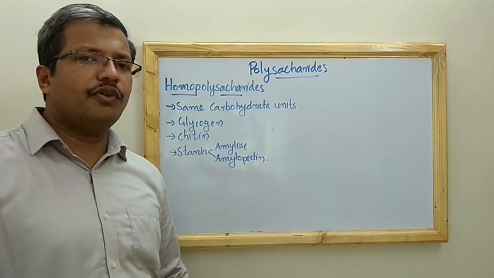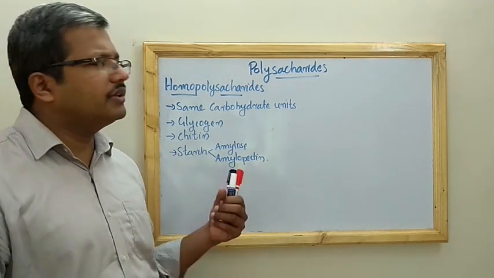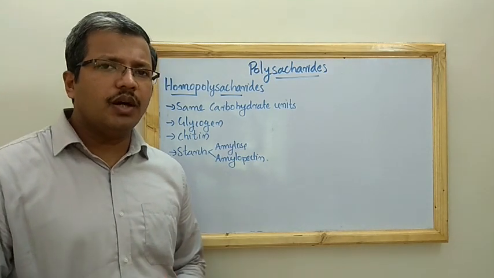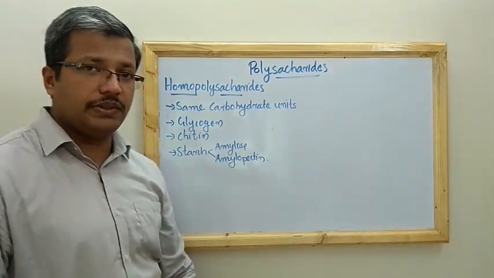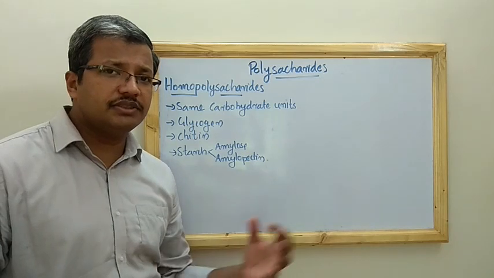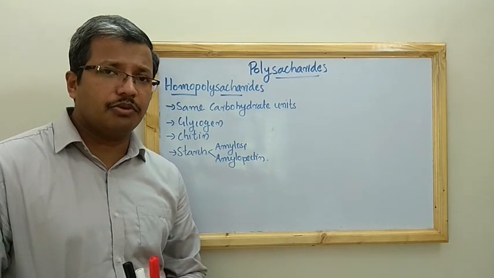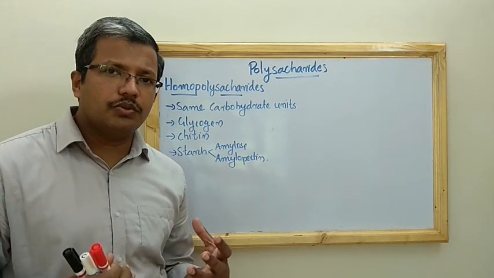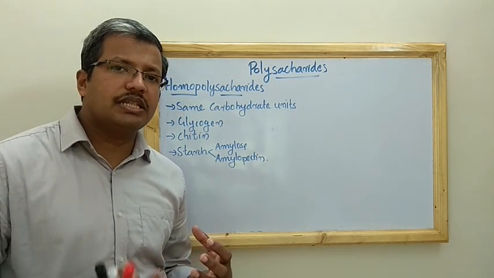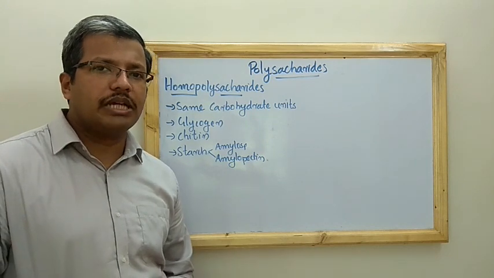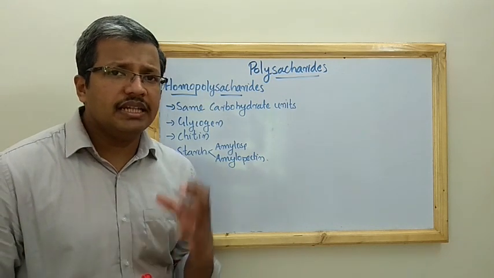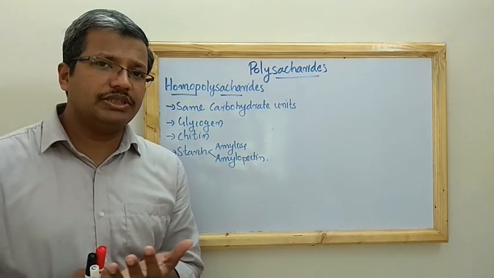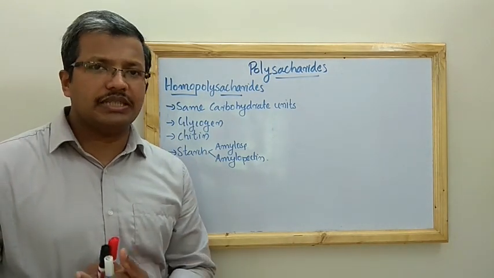Welcome students. So far we have learned about the different types of glycosidic bond and different types of disaccharides. Now we are moving into polysaccharides, and we learned in the first lesson of carbohydrates that polysaccharides are nothing but carbohydrates composed of 10 or more monosaccharide units. We can classify polysaccharides into two types, homopolysaccharides and heteropolysaccharides.